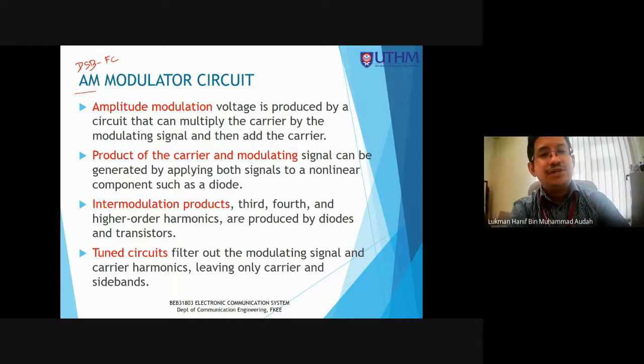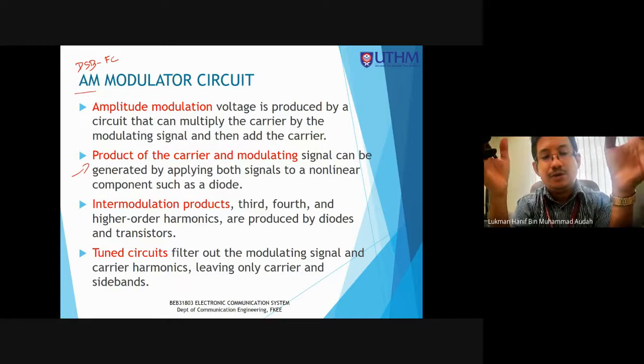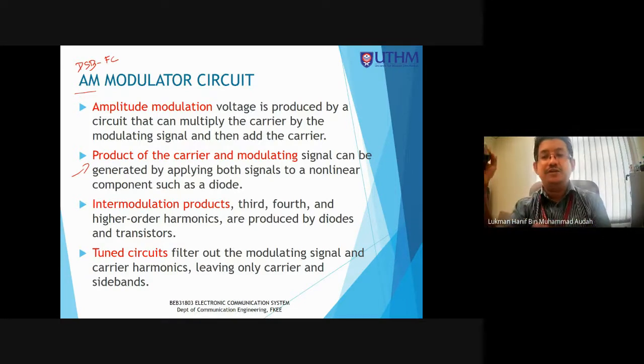Okay, so amplitude modulation voltage is produced by circuit that can multiply the carrier by the modulating signal and then add the carrier. So dalam kes ini kita akan lihat dua perkara yang berlaku, iaitu multiplication process and also addition process. So the product of the carrier and the modulating signal can be generated by applying both signal to a non-linear component such as diode. So akan ada proses multiplications dan akan ada proses addition secara matematik. So macam mana nak buat proses multiplication and addition? So tadi dia katakan di sini, untuk multiplication kita boleh menggunakan diode.